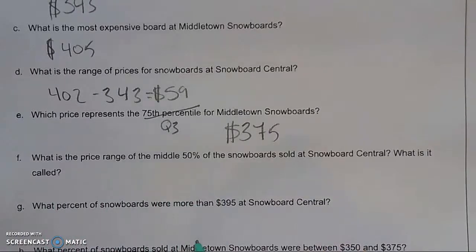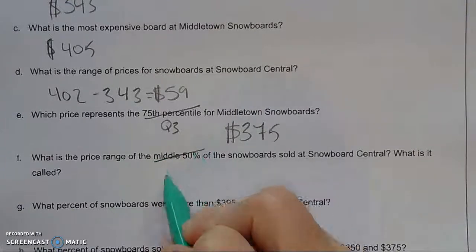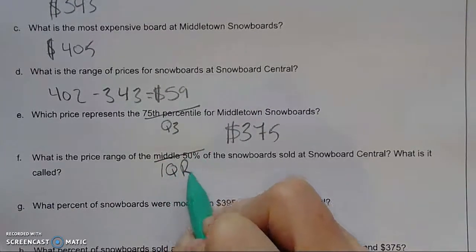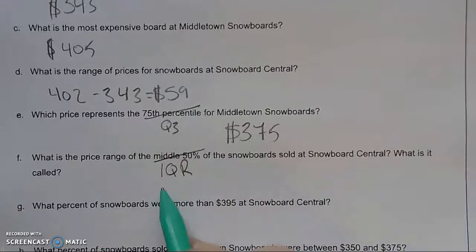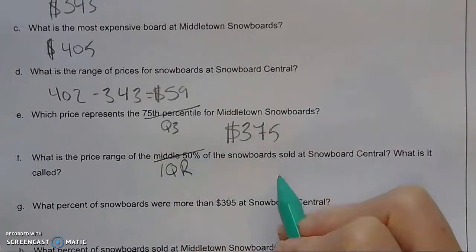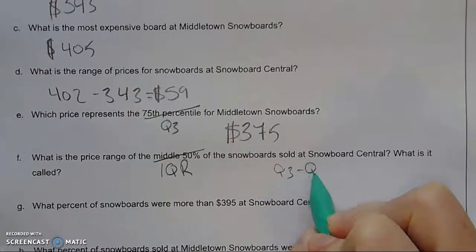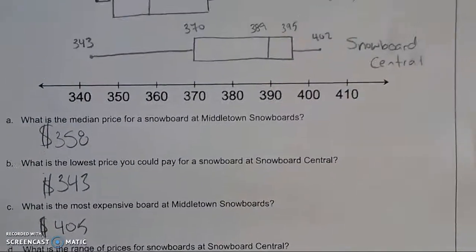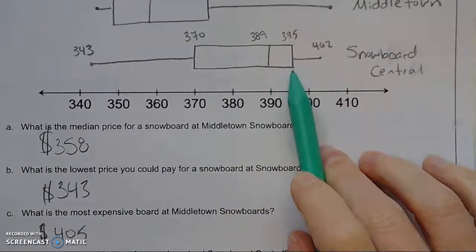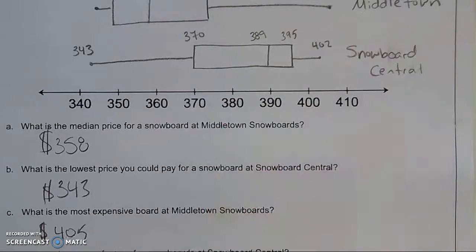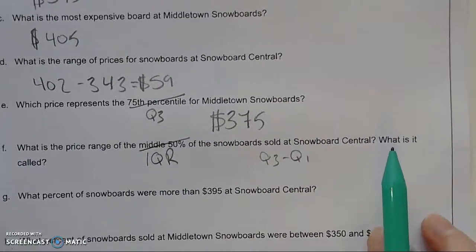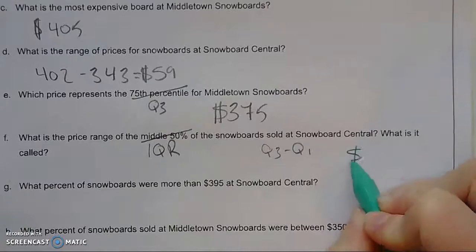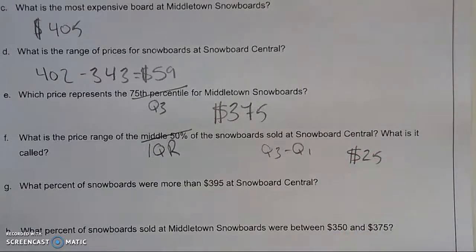Okay, what is the price range of the middle 50%? When I talk about the middle 50%, I'm actually talking about the interquartile range. And what is that range for the middle 50%? Well, that's going to be Q3 minus Q1. This is for Snowboard Central, so I'm going to go up to Snowboard Central. Q3 is 395. Q1 is 370. 395 minus 370 is 25. So there's an interquartile range of $25.